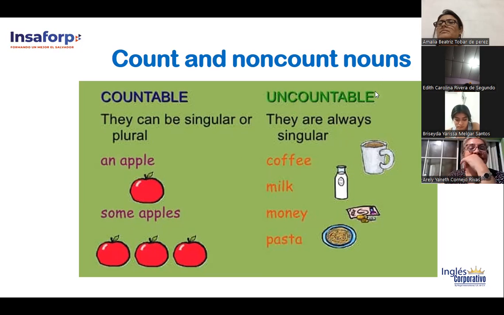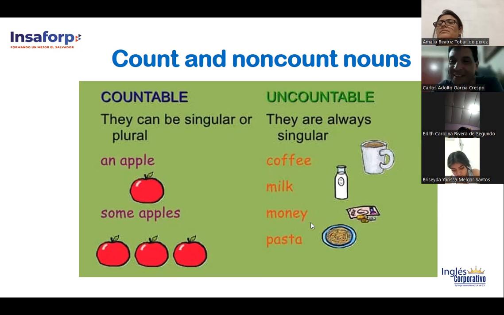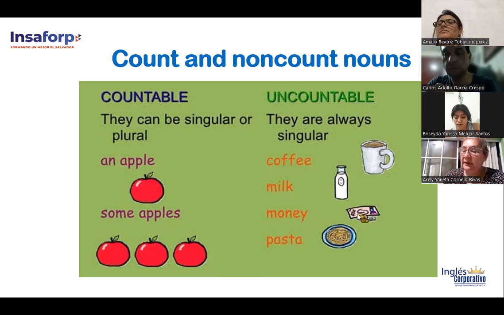All the liquids are uncountable nouns. For example, coffee, milk, water, orange juice, etc. But we also have some other things like money and pasta, rice, sugar, salt, flour. Those are uncountable. We don't say coffees.